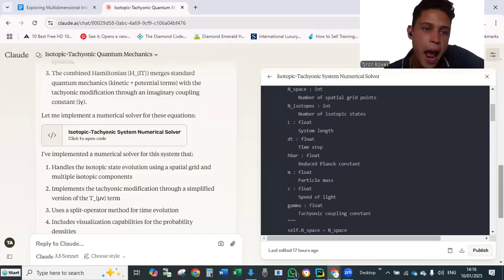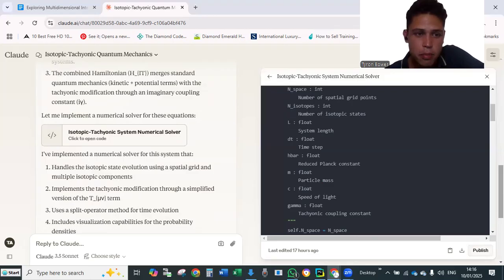The combined Hamiltonian merges standard quantum mechanics kinetic and potential terms with a tachyonic modification through an imaginary coupling constant. Did you hear that? The coupling constant is actually theoretical, which means it's imaginary. That's pretty crazy, right?